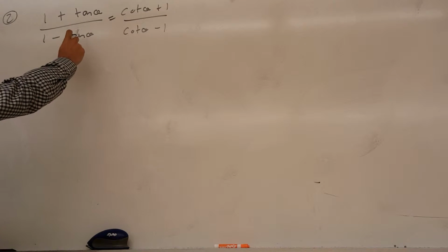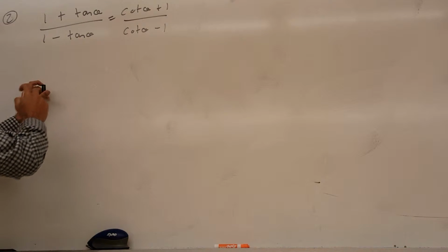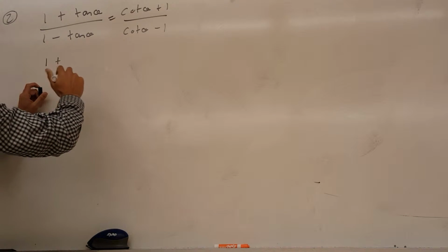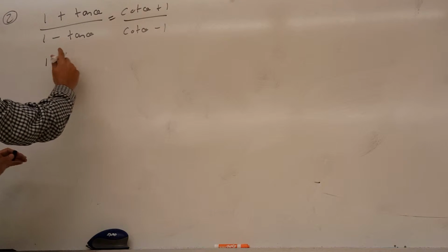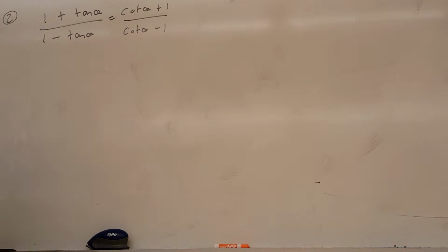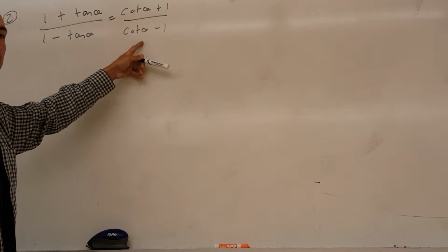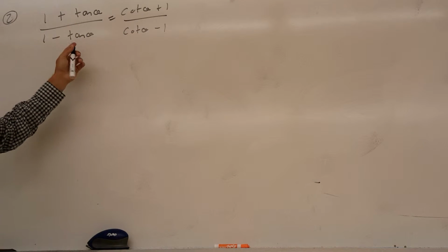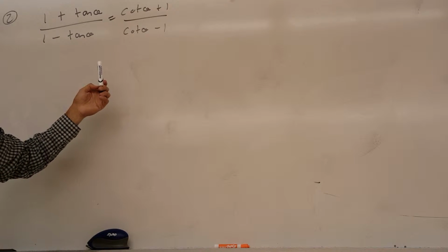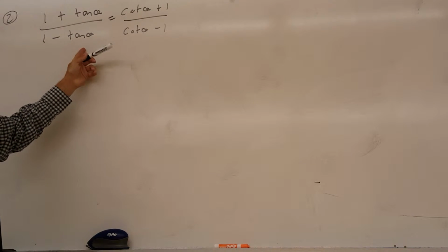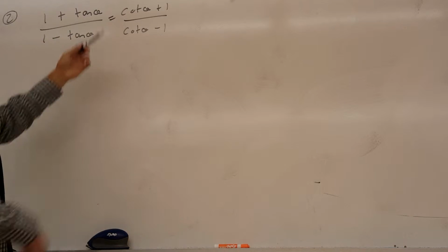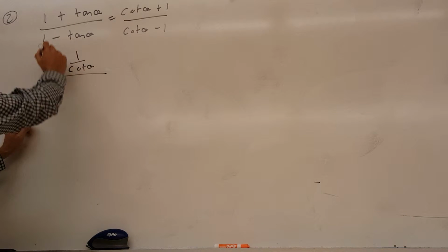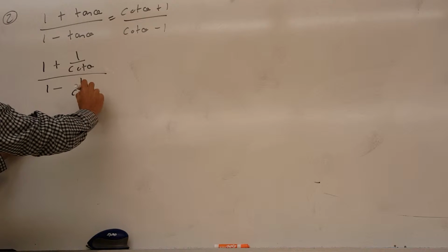Let's see. Tangent is sine over cosine. That's usually a good idea to change anything to sine and cosine. So let's go 1 plus, actually, you know what? Let's not do sine cosine. Because think, we want to get over here. We want to make it look like cotangent plus 1 over cotangent minus 1. So yeah, we could go sine and cosine, but then we're going to probably have to switch it back to cotangent when we're done, because we know we want to get here. Let's just rewrite this side so it uses cotangent instead of tangent. So 1 plus 1 over cotangent theta over 1 minus 1 over cotangent theta.